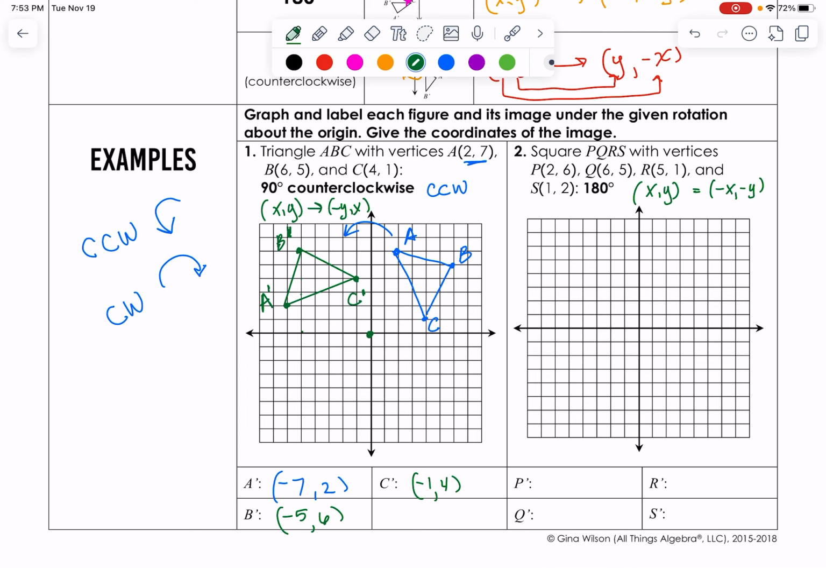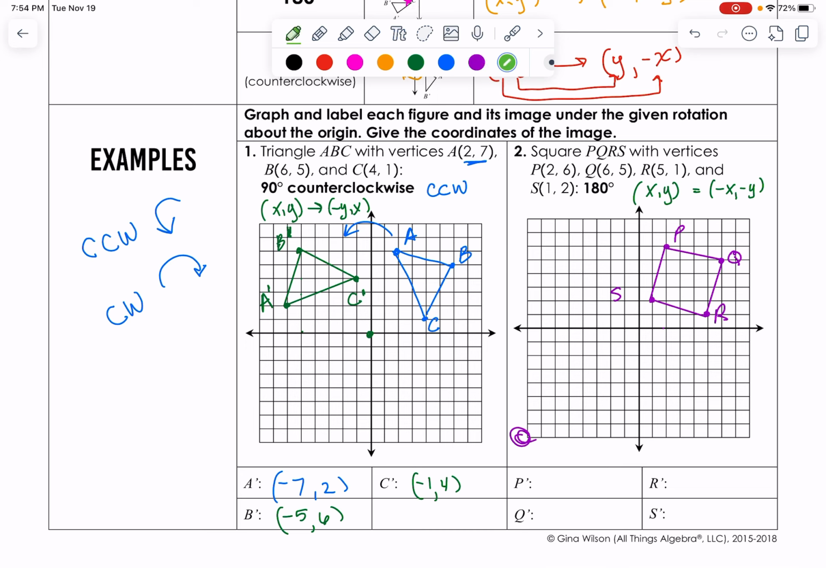So we'll start by graphing what we have. 2, 6 is P. 6, 5 is Q. Then R, and 1, 2. So there's S. It says that's a square. So I want to put that over in this quadrant over here. So I should just be able to change the signs of the coordinates.